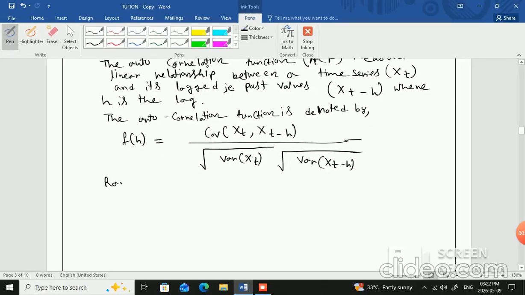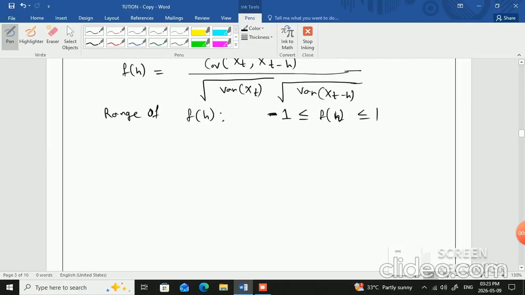Range of fh always belong to -1 to 1. -1 less than or equal to fh less than or equal to 1. The range is -1 to 1. If fh is close to 1, that means strong positive relation. Strong positive relation between two data.